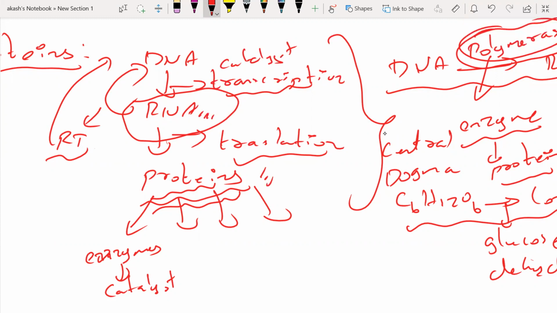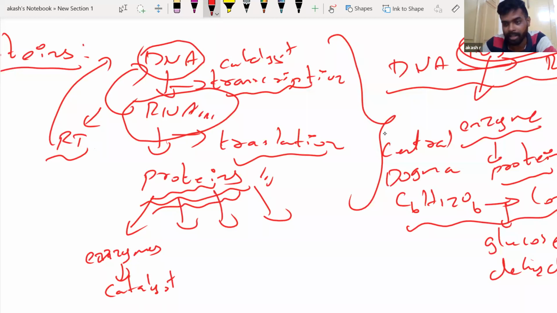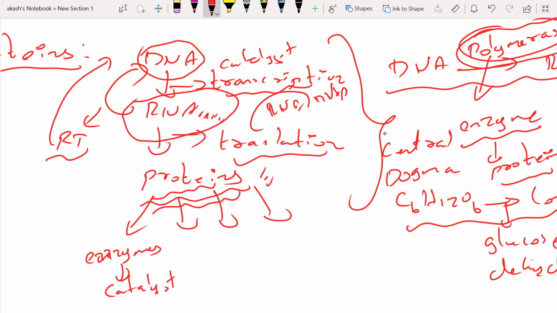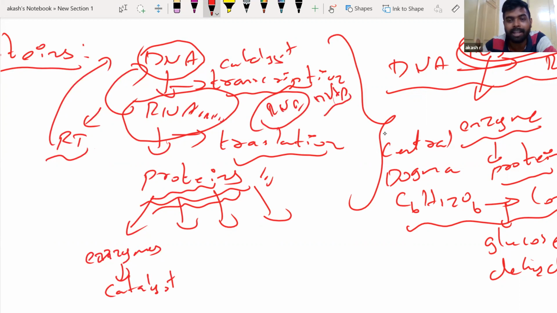Sir, why not DNA, sir? Why not DNA? That's a good question. DNA is a very complex structure. We'll study about DNA in a while. DNA is a double stranded structure, very stable when compared to RNA. When I compare the reactivity of RNA and DNA, DNA is a little inert. It will not undergo reactions that easily. But RNA is a little unstable. Compared to DNA, RNA is unstable, so it can undergo reactions faster. It is more reactive than DNA. That's the reason.